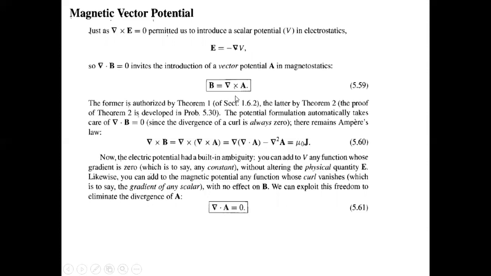Similarly here, if you have curl of A equals B, then for the magnetic field also we can add. Likewise, you can add to the magnetic potential any function whose curl vanishes. So here you can add something whose curl will actually become 0, with no effect on B. We can exploit this freedom to eliminate the divergence of A, so this becomes equal to 0.